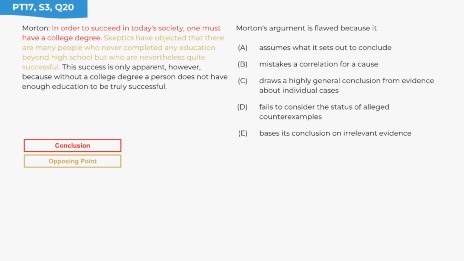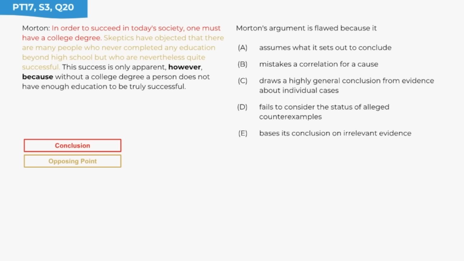This sounds like a counterexample to the original claim. This point isn't moving in support of the conclusion. It's actually moving against the conclusion. We call this an opposing point. It's not actually part of the argument. So then we look at the next sentence. This success is only apparent, however. So you can see with that word, however, a pivot back to the author's position.